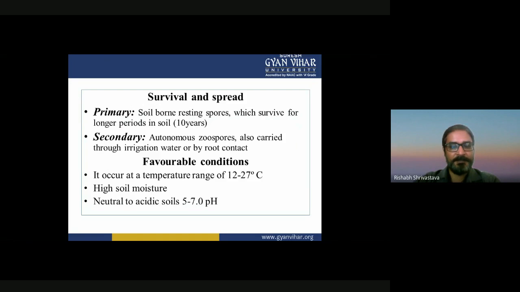Survival and spread. Primary: soil-borne resting spores, which survive for longer periods in soil, up to 10 years. Secondary: autonomous zoospores, also carried through irrigation water or by root contact. Favorable conditions: it occurs at temperatures ranging between 12 degrees Celsius and 27 degrees Celsius, with high soil moisture and neutral to acidic soil having a pH in the range of 5 to 7.